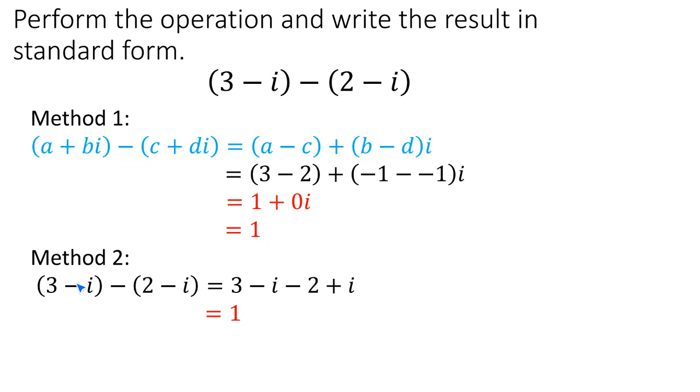Or you can think of it as like terms. So we have 3 minus i, and then I'm going to distribute this negative into the parentheses. So I get negative times 2 is negative 2, and negative times negative i is a positive i. Combining like terms, 3 and negative 2 is 1. Negative i plus i is 0. So you still end up with the same answer.